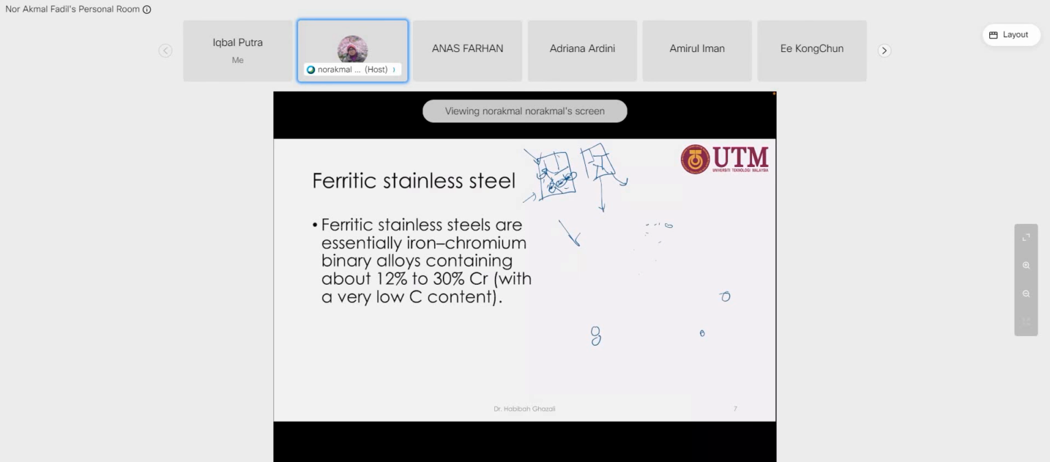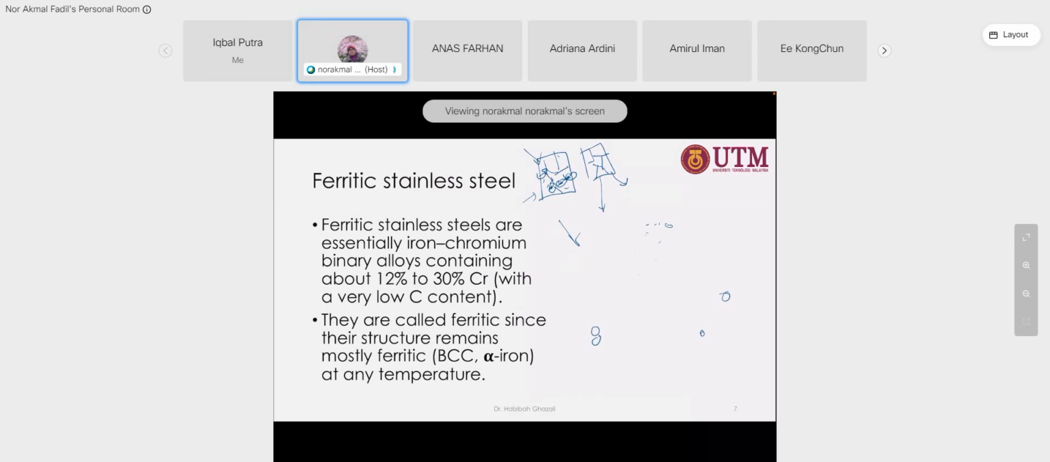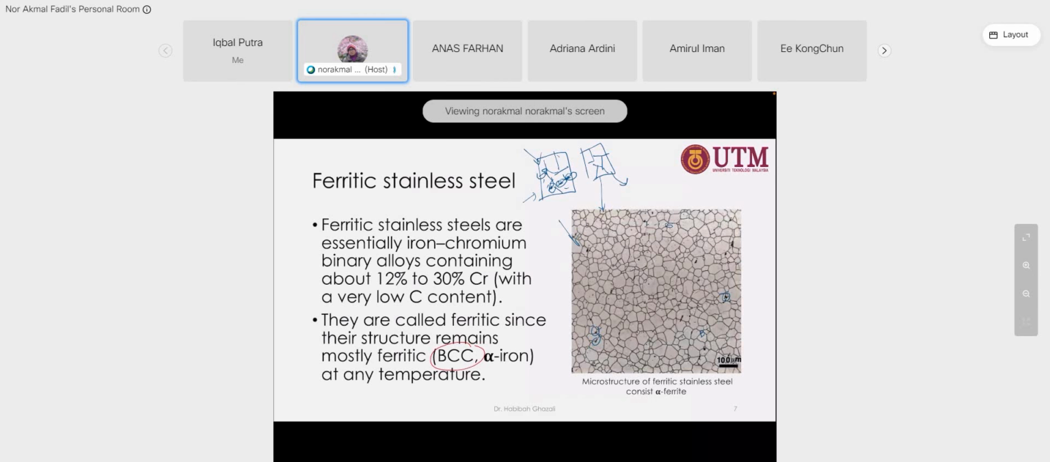Ferritic stainless steels are essentially iron-chromium binary alloys containing about 12 to 30% chromium with a very low carbon content. They are called ferritic since their structure remains mostly ferritic, BCC iron, at any temperature. So if you have a low carbon content for your stainless steel having 12 until 30% chromium, the majority of the structure is ferritic. Because mostly the left side of the iron-carbon phase diagram is dominated by ferrite.